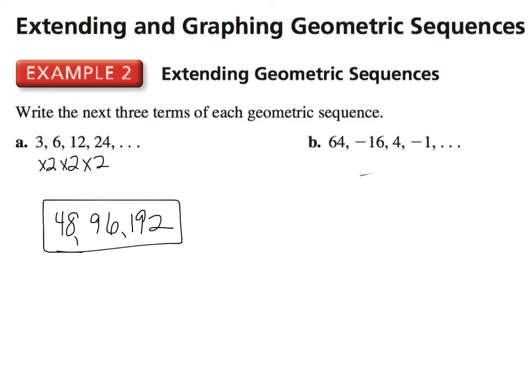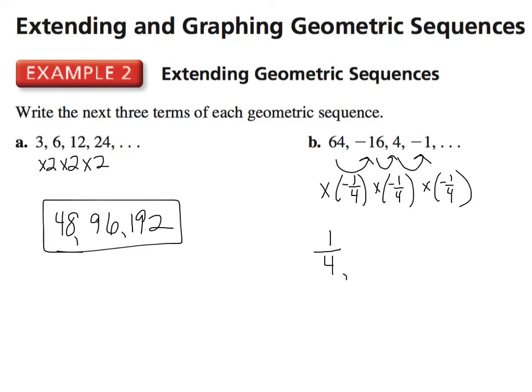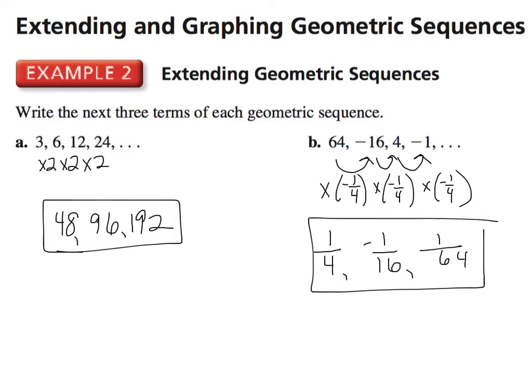In B, what are the next 3 terms? Well, what's happening from 64 to negative 16 to 4 to negative 1? What is your common ratio? Hopefully, you're realizing that you're multiplying each time by negative 1/4. If you multiply by negative 1/4, negative 1 times negative 1/4 gives me positive 1/4. Times negative 1/4 would be negative 1/16. And once again, following the same pattern, would give me positive 1/64. So the next 3 terms would be 1/4, negative 1/16, and 1/64.